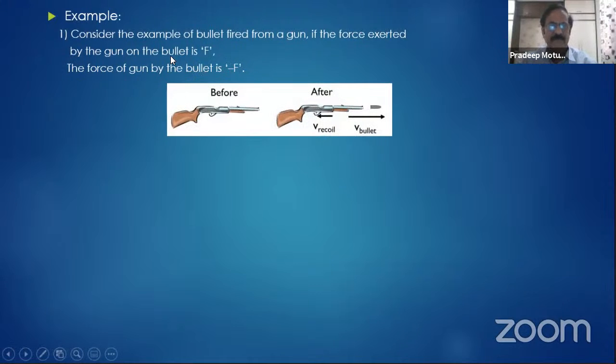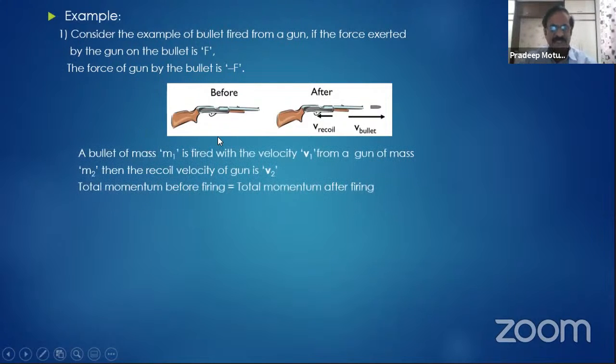Consider the example of a bullet fired from a gun. If the force exerted by the gun on the bullet is F, the force exerted by the bullet on the gun is minus F. Both are equal and opposite. Therefore, F plus minus F is equal to 0. That means the total momentum remains constant.